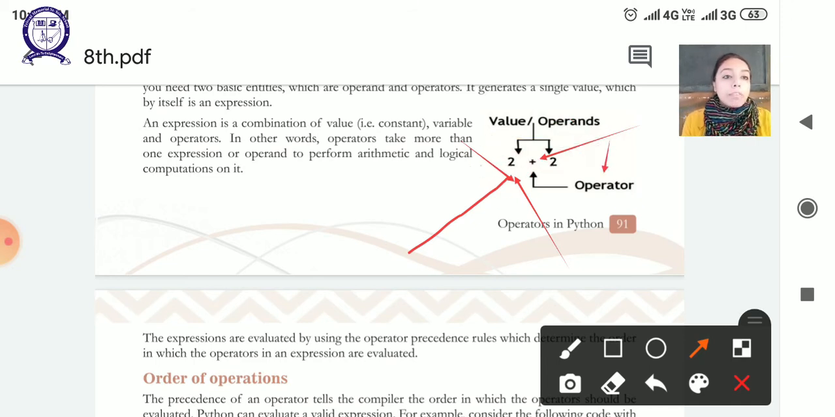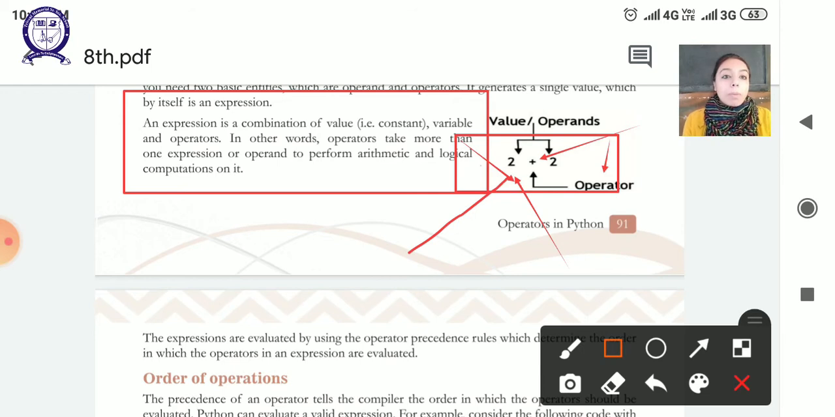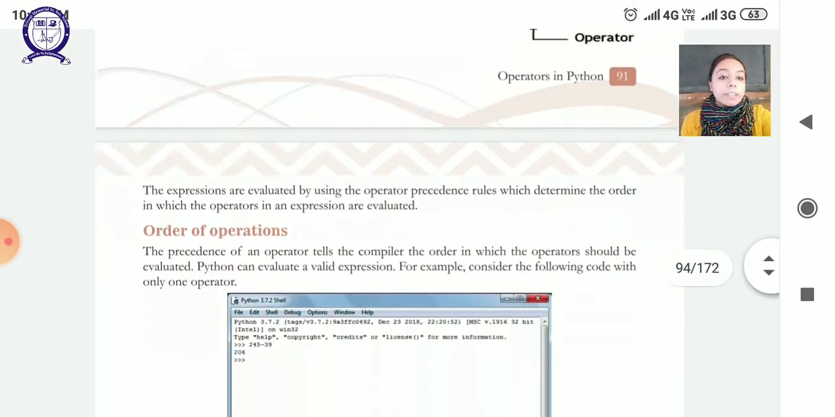So here we have 2 plus 2. This 2 plus 2 is an expression, as it has the operator and it has 2 and 2 as operands, and it can have any variable also like a, b, c. So an expression is a combination of values, variables and operators. Operators take one or more expressions or operands to perform arithmetic and logical computations on them, right?